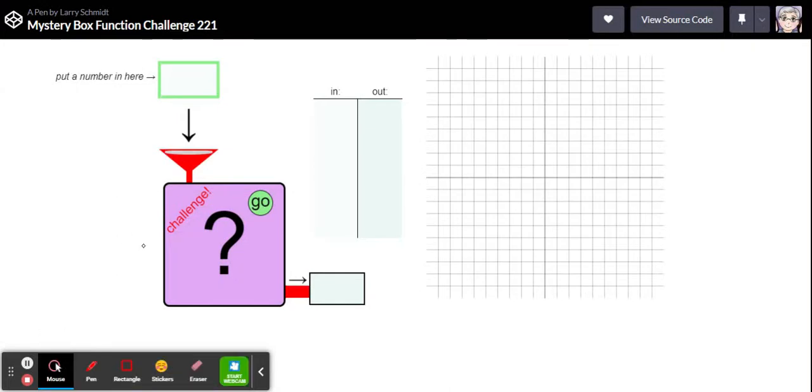In the purple box there is some mystery math and your challenge is to figure out what that is. You can use the link in the description, try this out, and when you think you've got an idea, come on back, see if we get the same thing. Today's a Friday, so this should be especially challenging. Good luck. I'm going to start with a 0.